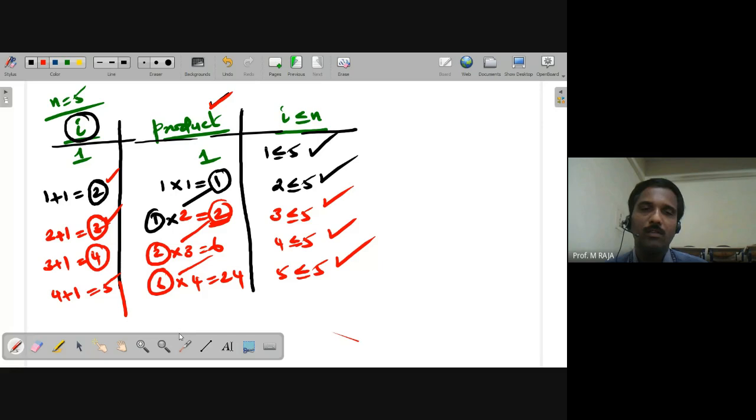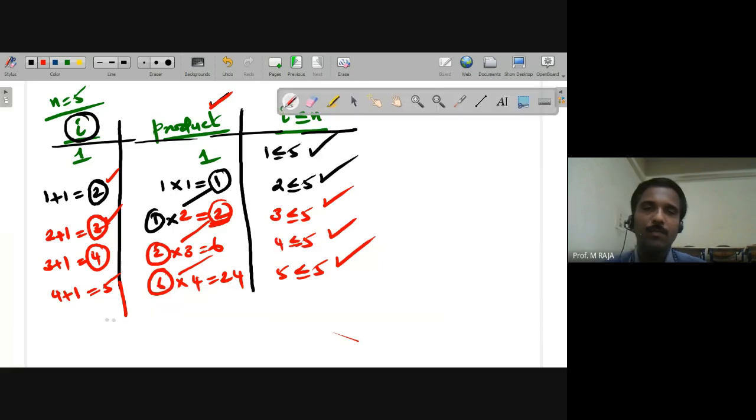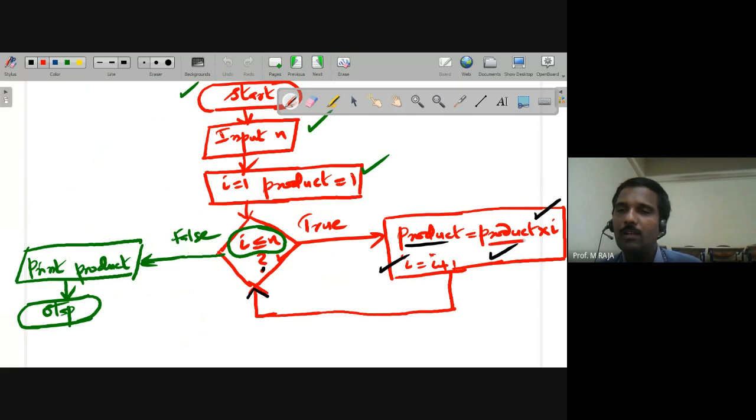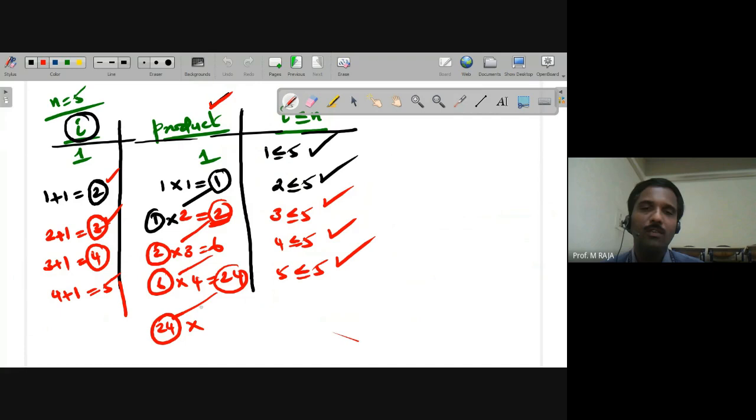Next, 24 is the current product. This is multiplied with current I. Current I is 5. 24 into 5 results in 120. Then I is incremented by 1. 5 plus 1 is equal to 6. At this stage current I is 6.